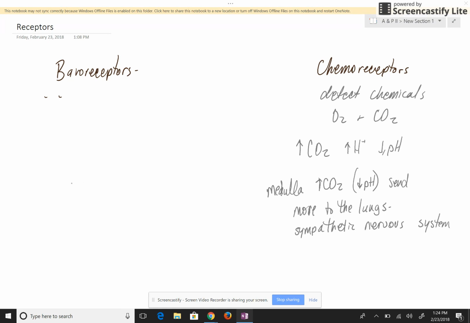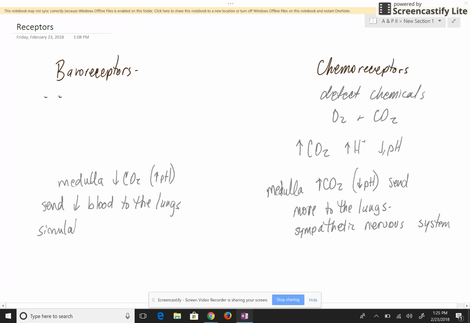Okay, conversely, if the medulla sees that you have a low carbon dioxide, that means that you have a high pH, and the medulla is going to be able to send less blood to the lungs. This is going to be done by stimulating the vagus nerve. And remember that the vagus nerve is part of the parasympathetic nervous system.